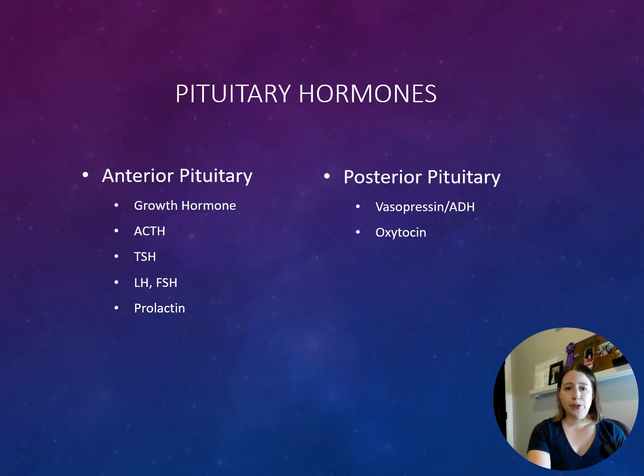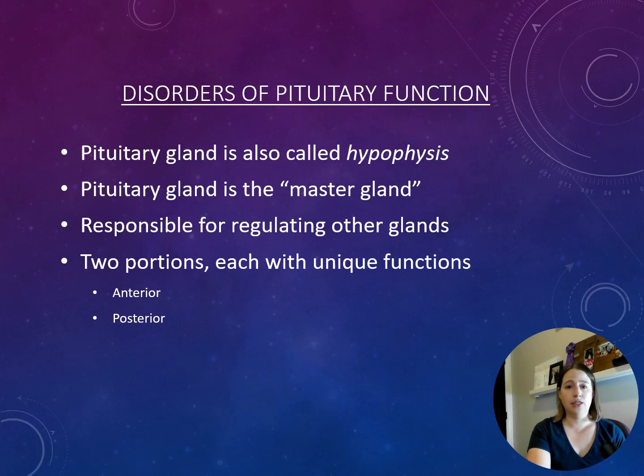So let's move on to pituitary hormones. A quick overview of what the anterior and posterior pituitary secrete. So remember that your pituitary gland is located at the base of the brain, okay? And your anterior pituitary secretes your growth hormone, your ACTH, TSH, your LH and FSH, and your prolactin, okay? And then the posterior pituitary will secrete ADH, or vasopressin, and oxytocin. So we are mostly going to focus on the anterior pituitary here, primarily on growth hormone in this lecture.